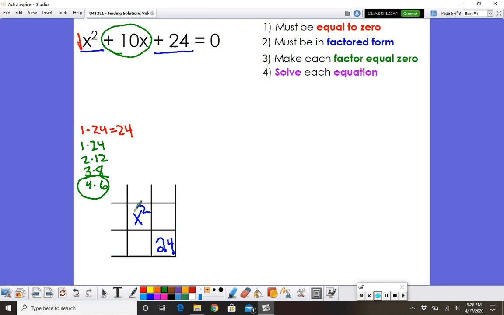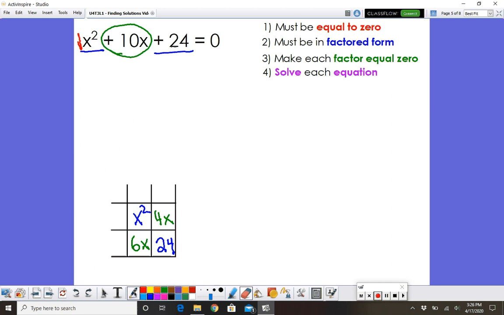So these 4 and 6 are the factors we're going to use. We're going to take a 4 and a 6, and they go in these boxes, but it's 4x and 6x, because what we want to end up with there is 10x. All right, let me get us some room here.